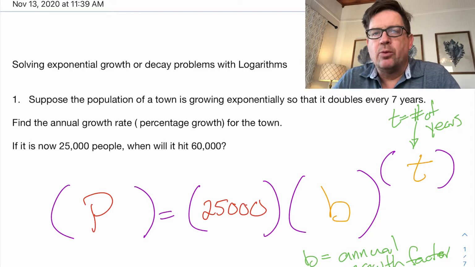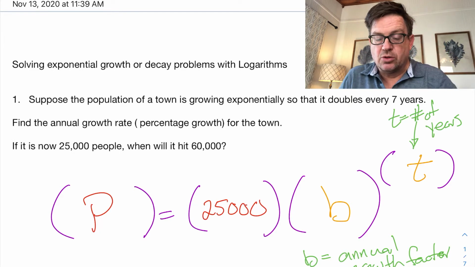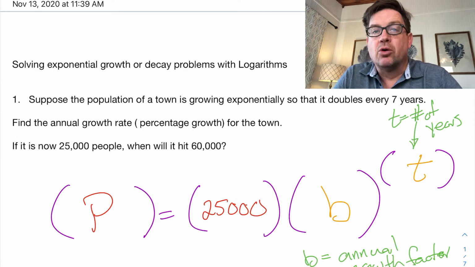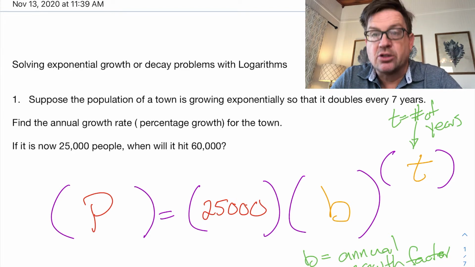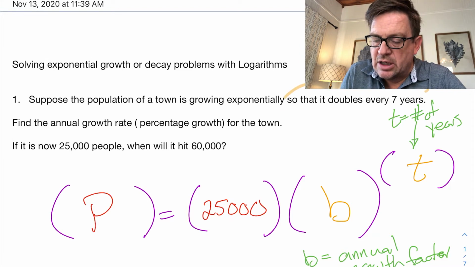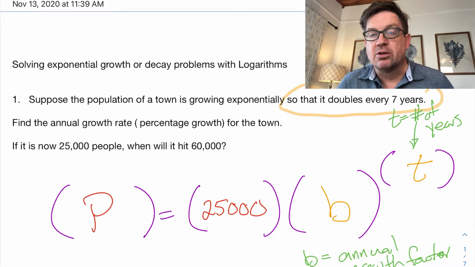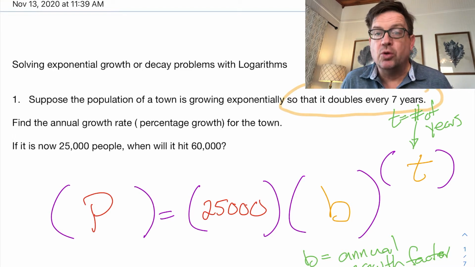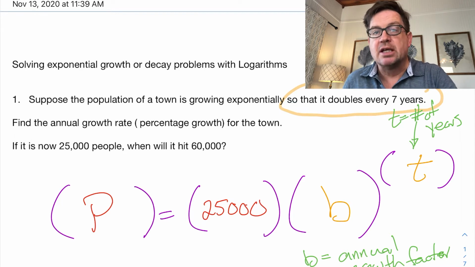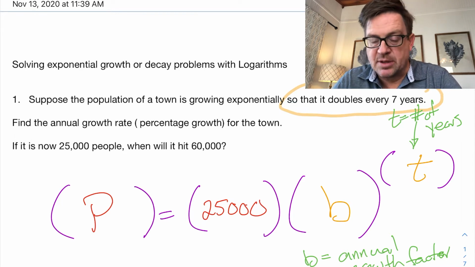Here's an example of how we can use roots and logarithms to solve exponential growth problems. So suppose we have a town that's growing exponentially. Populations often grow exponentially. And so suppose we know that it doubles in 7 years. That's the growth rate that we know. It's often multiplying by a factor, in this case 2, every so often, in this case 7 years. That describes an exponential growth.